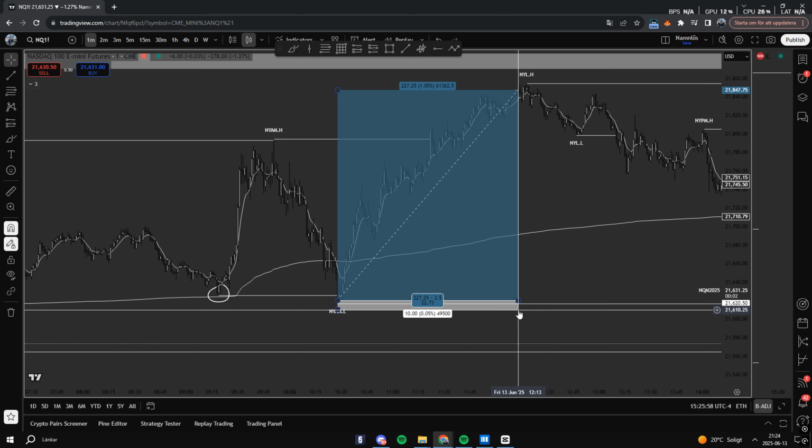I just wanted to show you guys quickly the ideal setup for the day using my strategy and how it could have gotten you 23 RR and 230 points using my exact strategy.